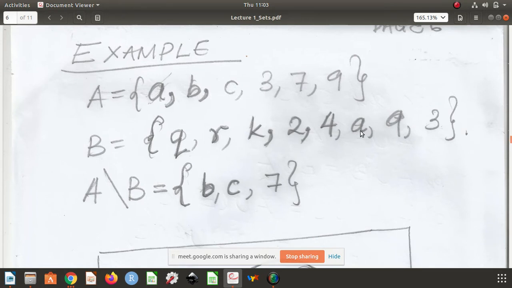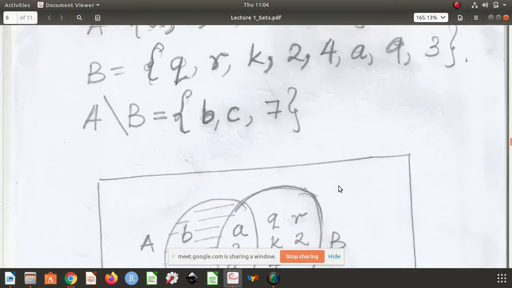because A appears here. It also appears here. 3 appears here. It also appears here, so we don't need it. 9 appears in A. It also appears in B, so we don't need it. The only ones that we will need are the ones that are in A but do not appear in B. So that makes our set B, C, and 7.